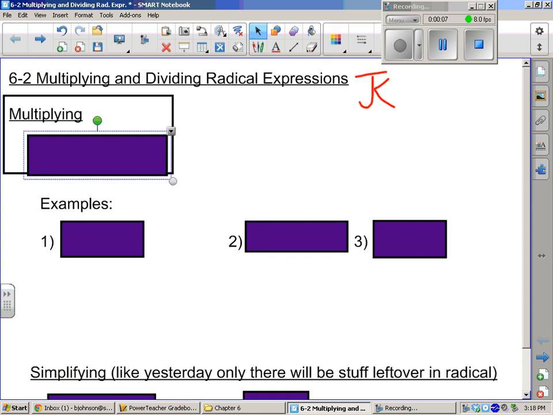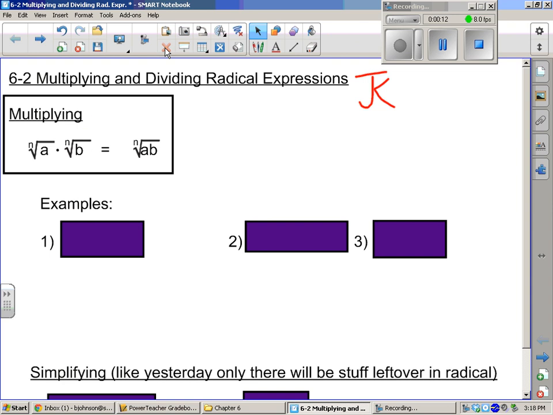Alright, today we're going to be multiplying and dividing radical expressions. Okay, here's the basic rule. If you have two radicals with the same root number, the n there, you can put them together and multiply underneath. So, an example would be this.